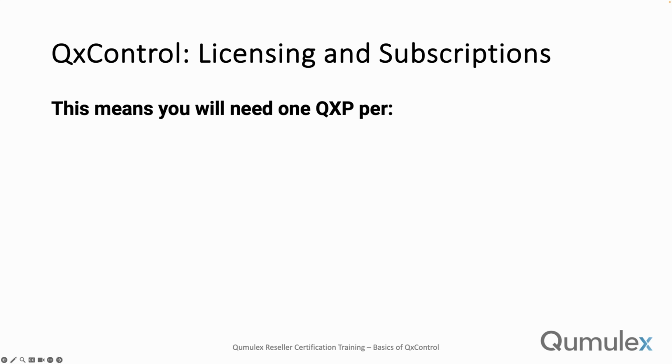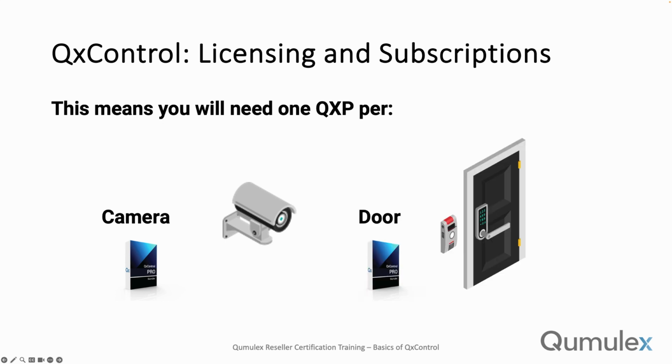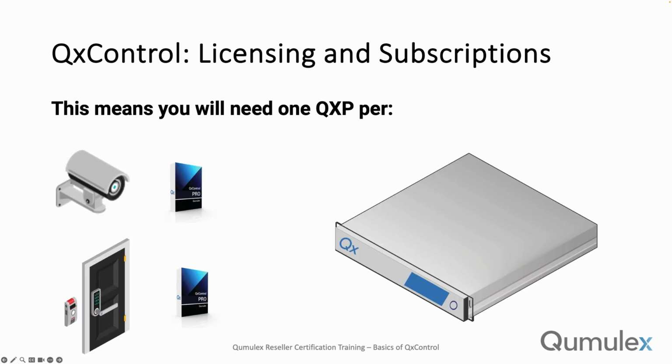In order to get started with QxControl, you will need one QXP per camera or per door, and you will need at least one gateway. These are the primary components that you will need to get started with QxControl.